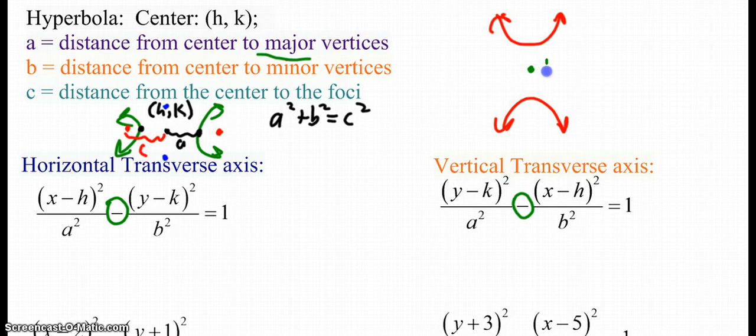Again, we would have some center, (h, k), and then I would have major vertices, boom, boom. This distance here would be my A. We have some other thing here. Let's call this here and here. So this would be my B. Again, we'll talk more about that when we get to actually doing stuff with these. And then I would have, let's call this here, here, and this would be my C.